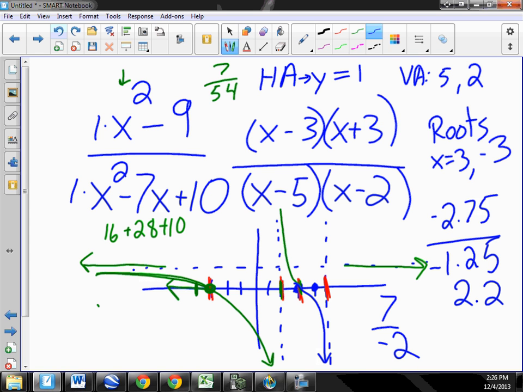And then my last critical point is 5, so I'm going to plug in 6. So 6 squared minus 9 is 27 over 6 squared minus 7 times 6 plus 10 is 4. And 27 over 4 is bigger than 1. So it's above the horizontal asymptote. So it would look like that.